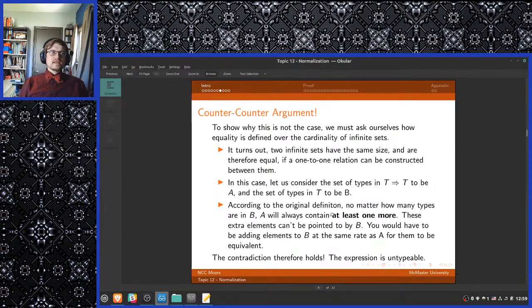But you know, it should be clear that A is growing faster than B, right? Like, it always contains at least one more element, no matter how big it is. Even if it's not infinity, it'll always contain at least one more element.